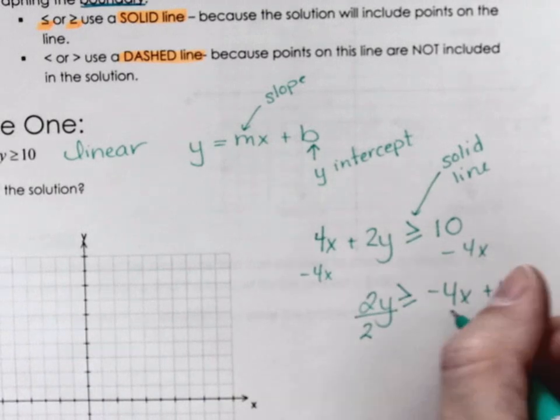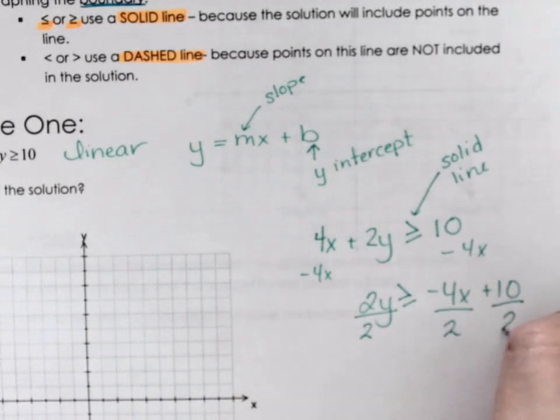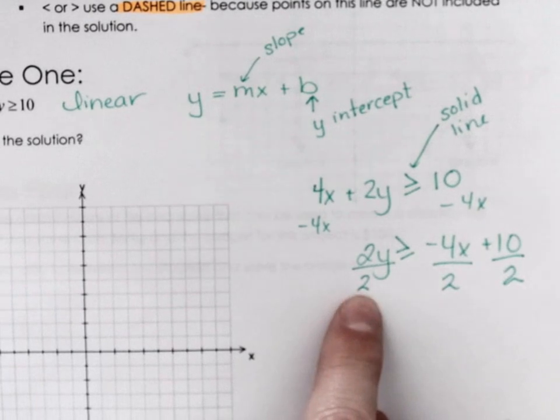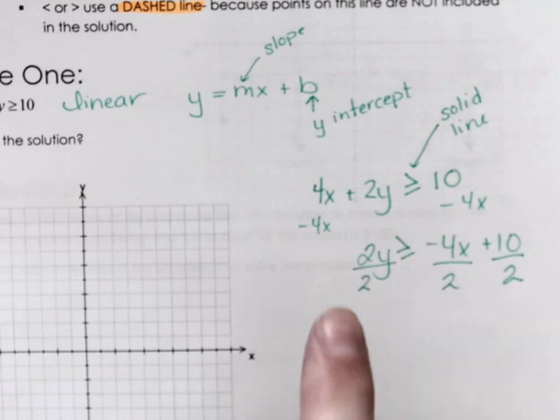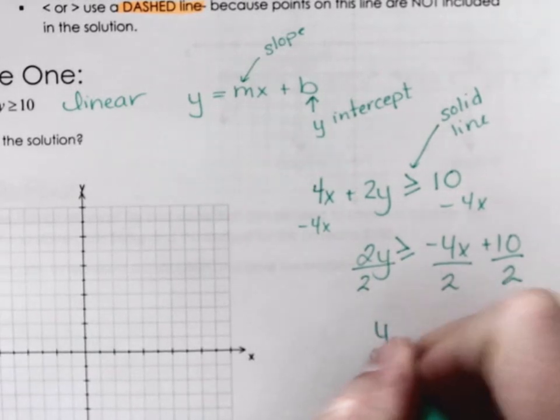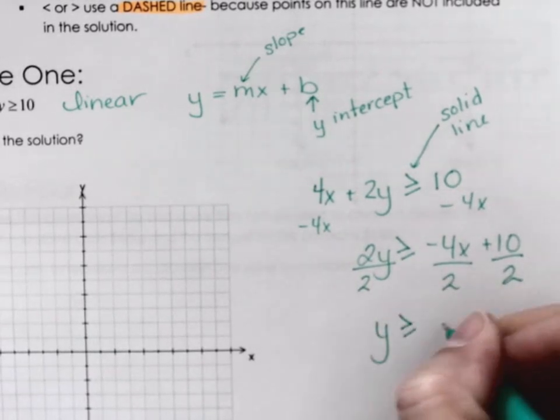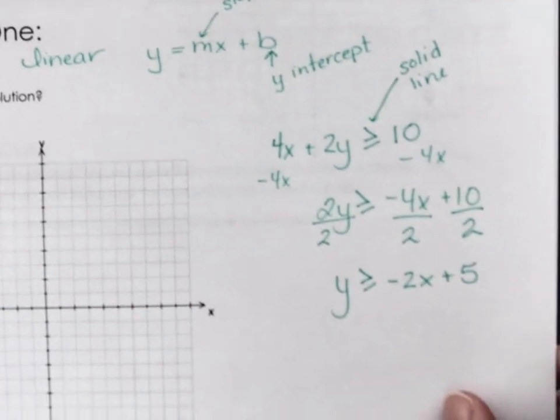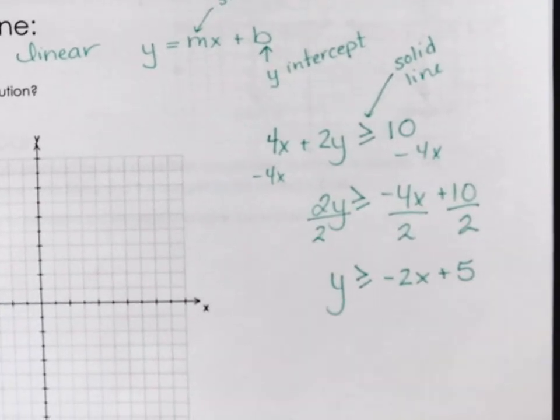I'm dividing by 2, so every term on the right-hand side has to be divided by 2. I'm dividing by a positive 2, so that has no impact on the inequality. It doesn't change direction. It's only if it's negative that it will change direction. Okay, so now I have my equation here.